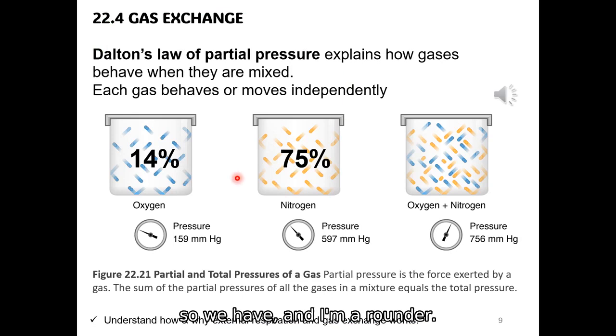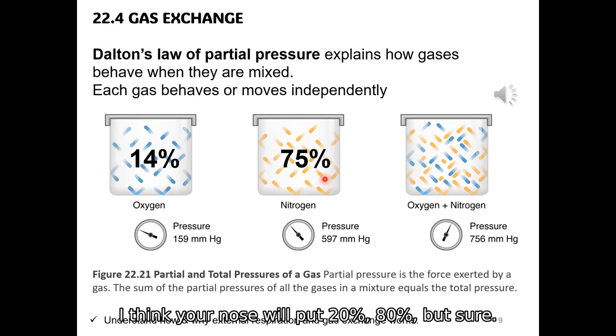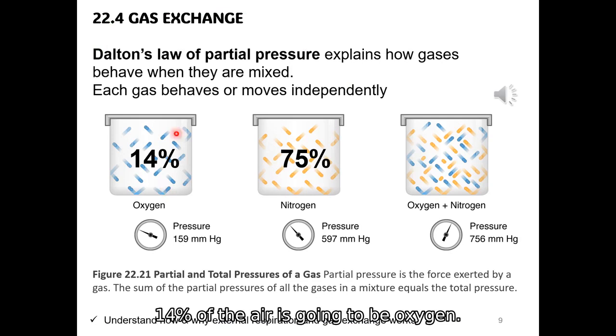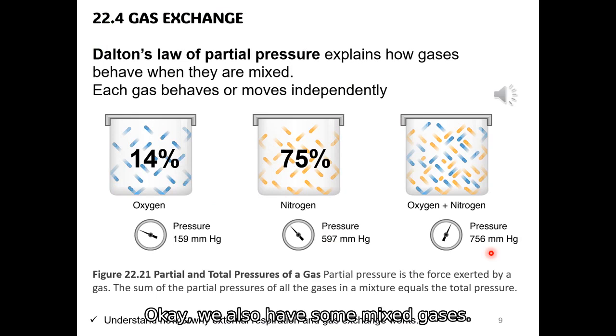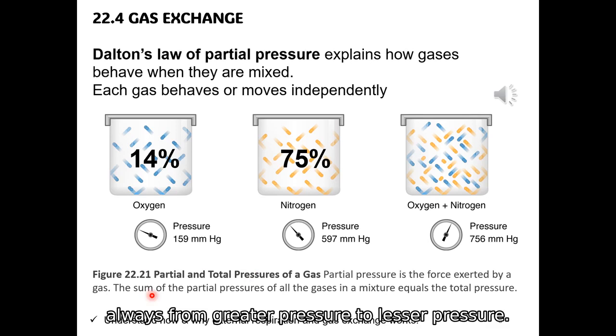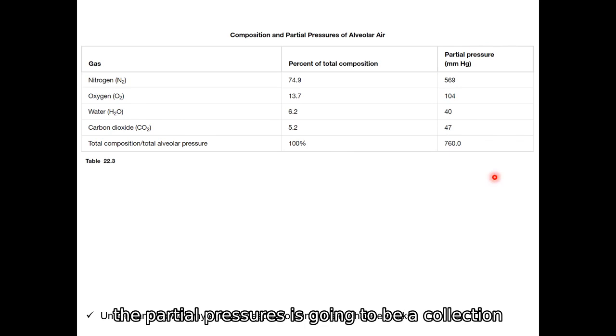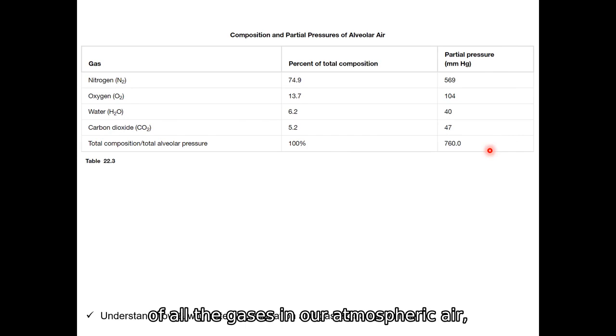So we have, and I'm rounding, I think in your notes I put 20%, 80%, but sure, 14% of the air is going to be oxygen, 75% is nitrogen, and collectively you put the pressures together, they come up with the majority of our atmospheric pressure. Okay, we also have some mixed gases, we have a little bit of carbon dioxide. And so each one will move independently, always from greater pressure to lesser pressure. We just looked at the partial pressures, which is going to be a collection of all the gases in our atmospheric air.